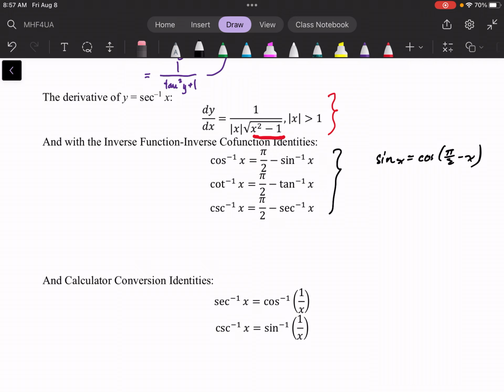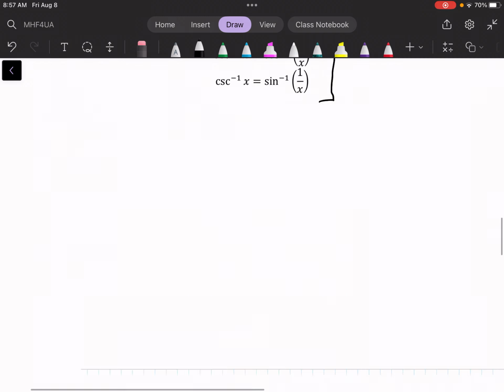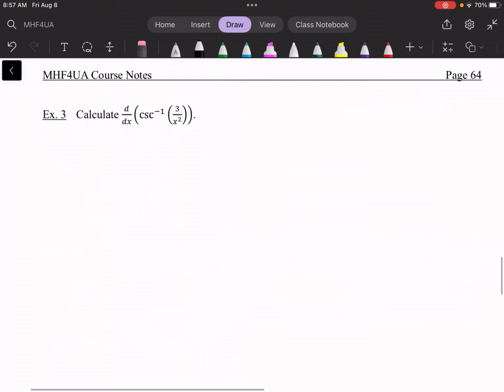Some other identities that could be very helpful are these ones. These ones are called calculator conversion identities. It allows you to change a secant inverse into a cosine inverse just by noticing how the variables change. And again, these aren't too difficult to figure out and realize. So what we're going to do is we're going to do this very last problem here.